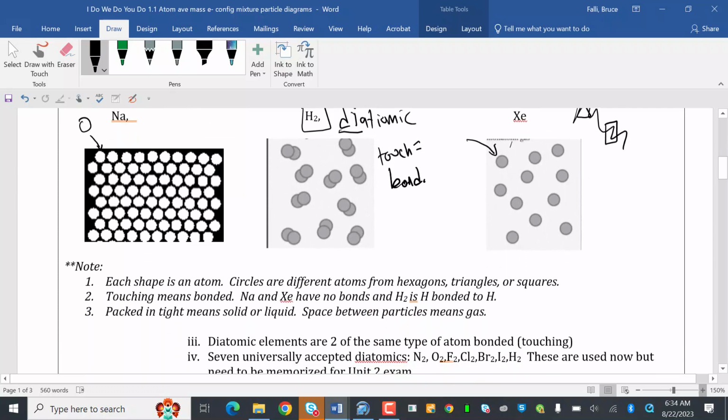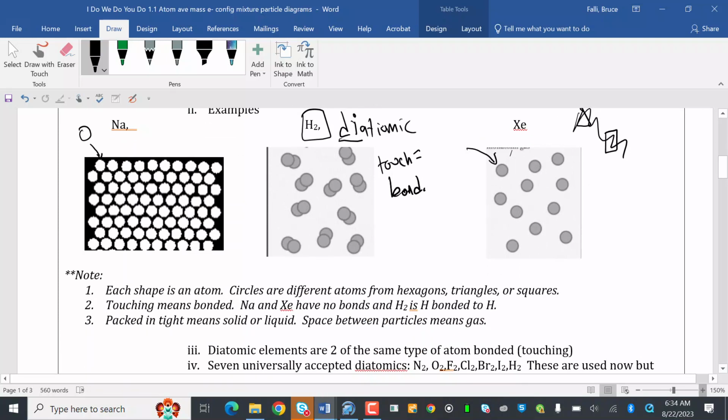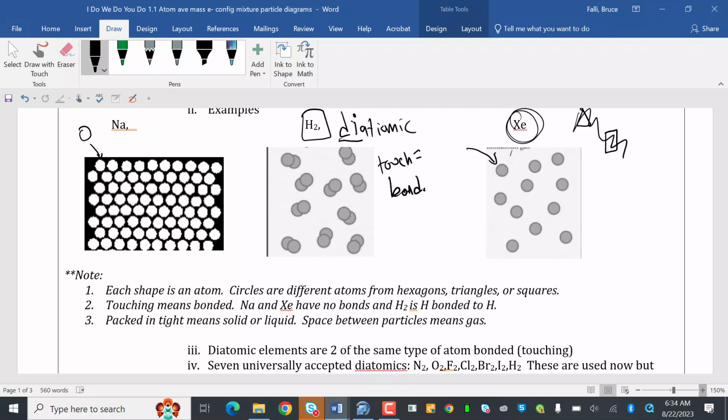All right, so take a note right here. Each shape is an atom. Circles are different atoms from hexagons, triangles, or squares. Touching means bonded. Na and Xe have no bond. See how there's nothing touching on Xe, nothing touching for Na. H2 does have a bond.